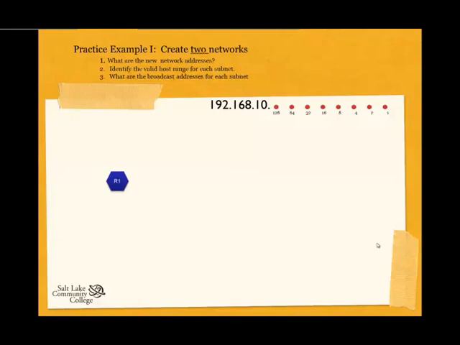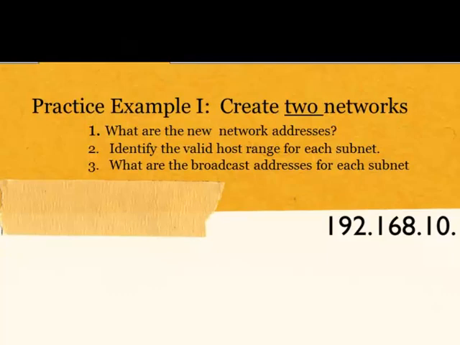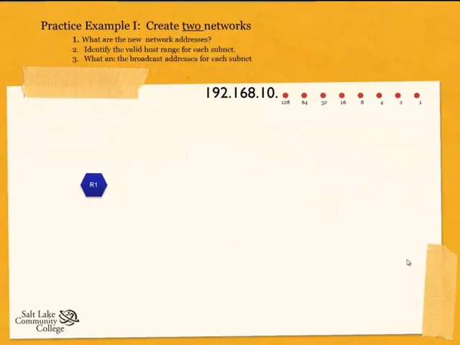In our first practice session, we're going to be looking at creating 2 networks. And first thing we're going to look to see is how many bits we need to borrow. What are the new network addresses? Then we're going to identify the host range and what's the broadcast. So as you can see, I have a router in this little scenario that we have here. That little icon right there will represent the router.